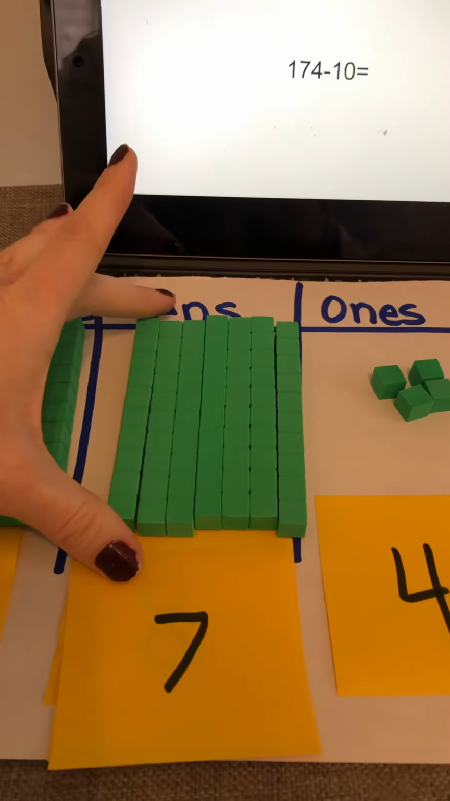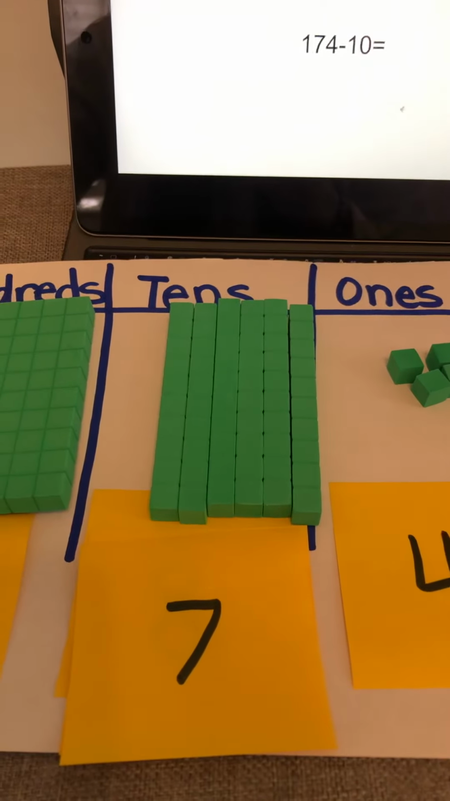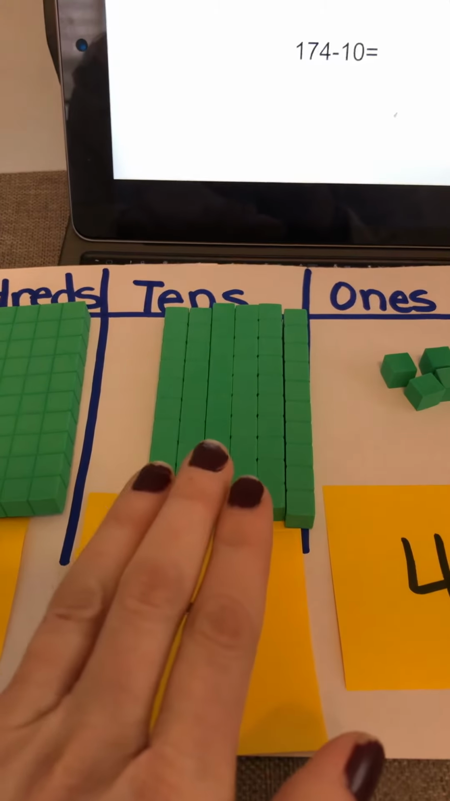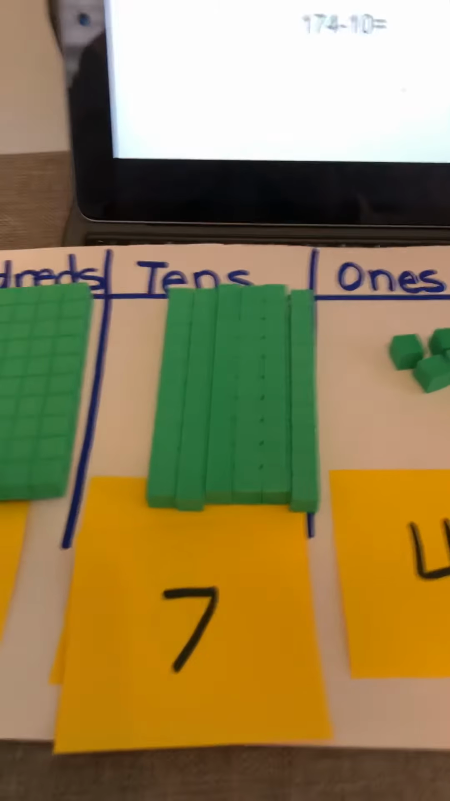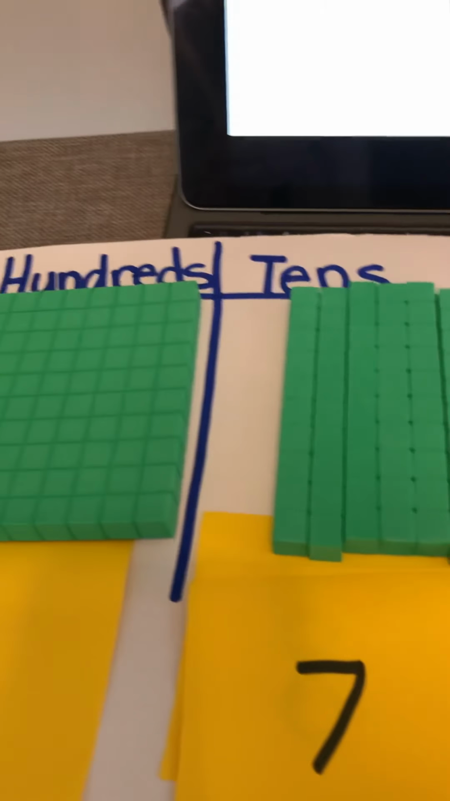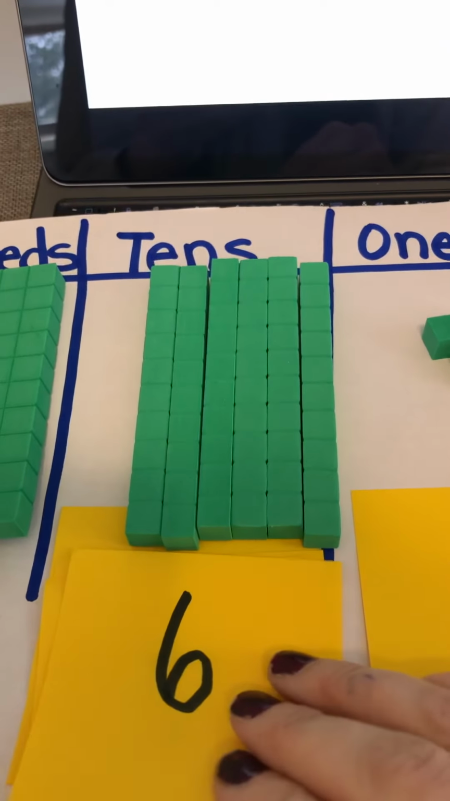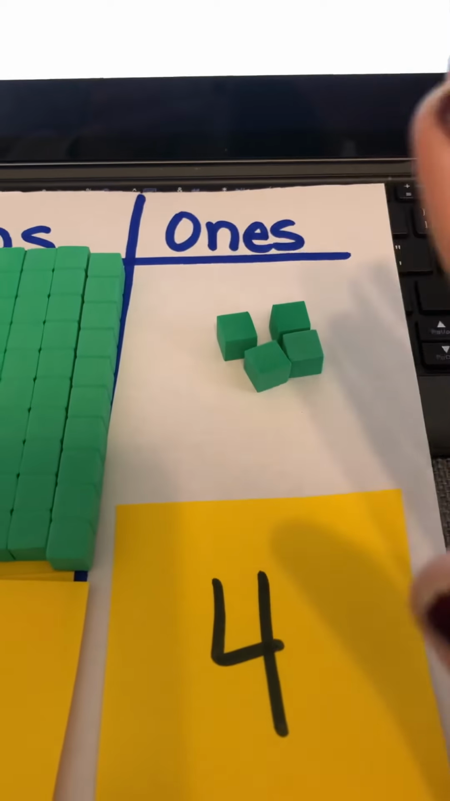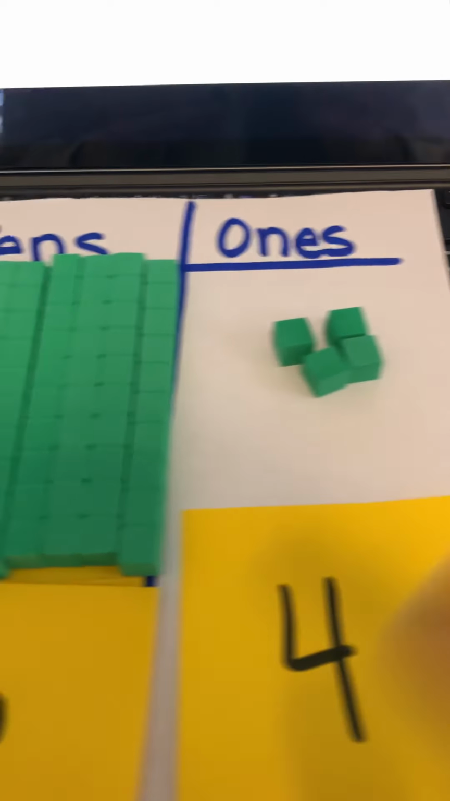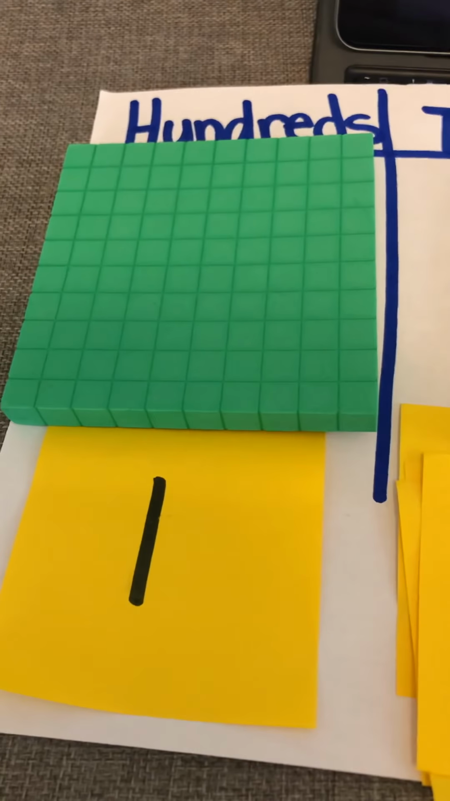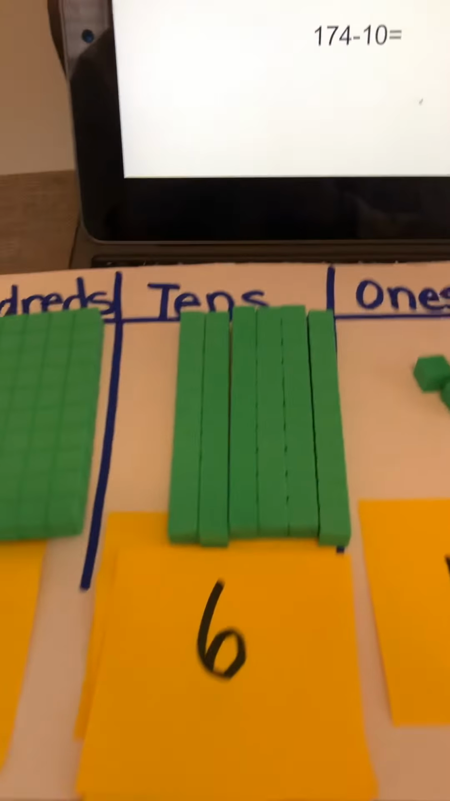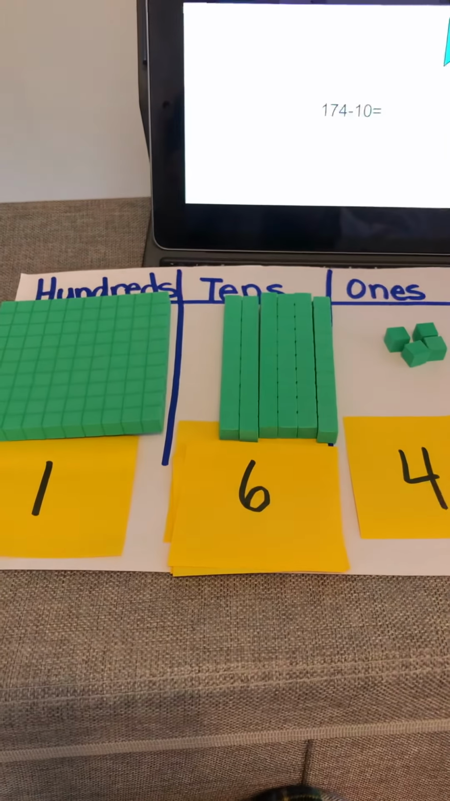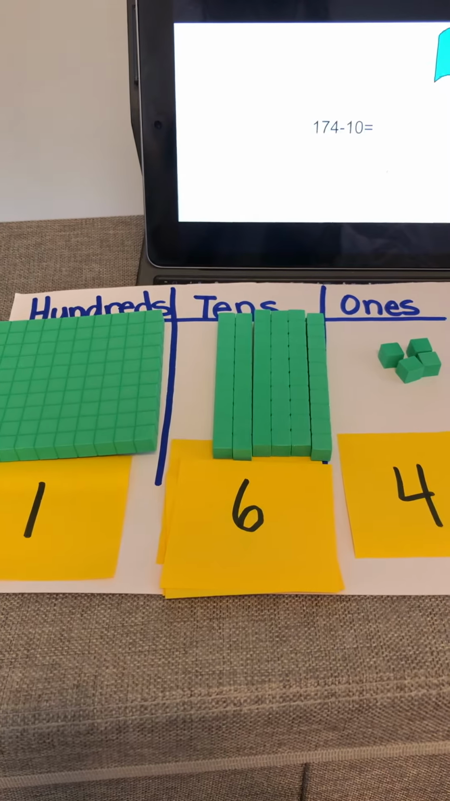Again, I'm taking a 10 away. I had 7 tens. How many tens are we left with? 1, 2, 3, 4, 5, 6. So I'm left with 6 tens. My ones, what? Yeah, my ones stay the same. What about my hundreds? Yeah, my hundreds stay the same too. We didn't touch the hundreds. So 174 minus 10, everyone, is 164. Very good.